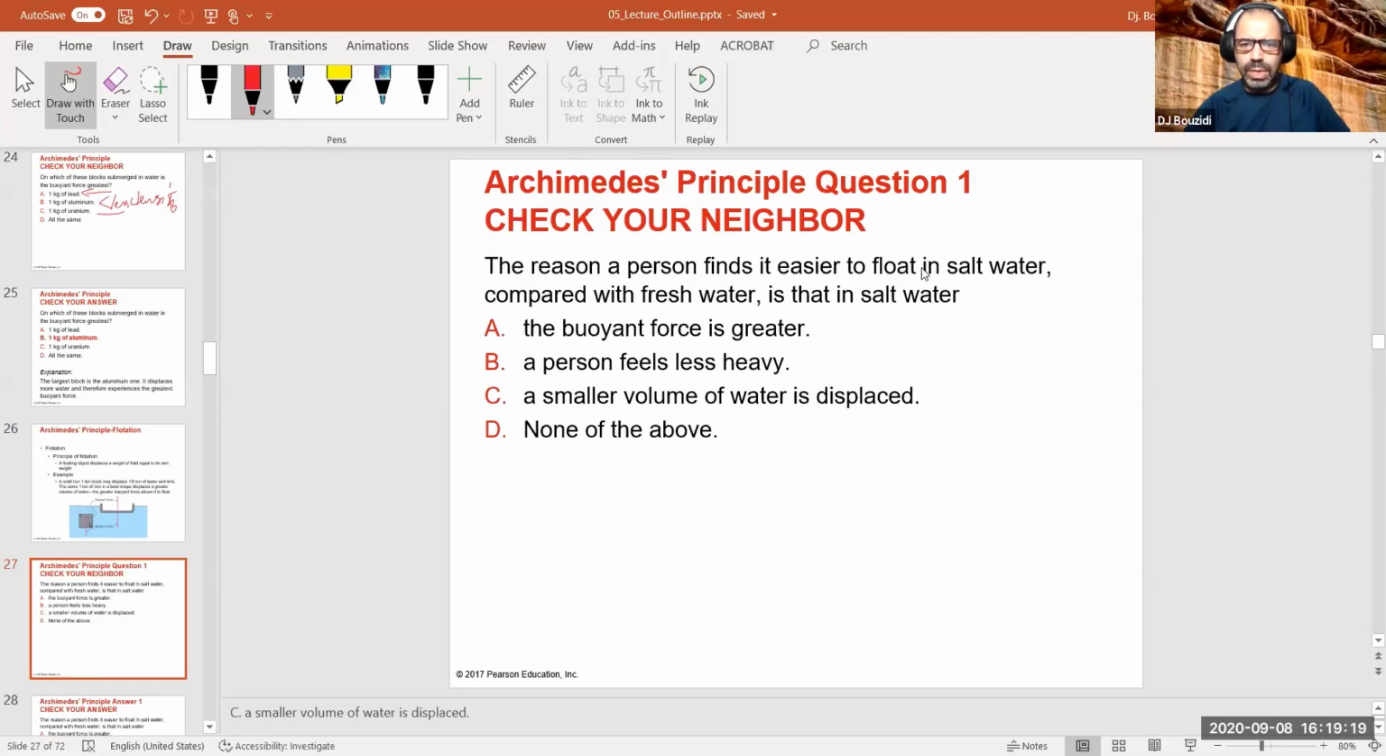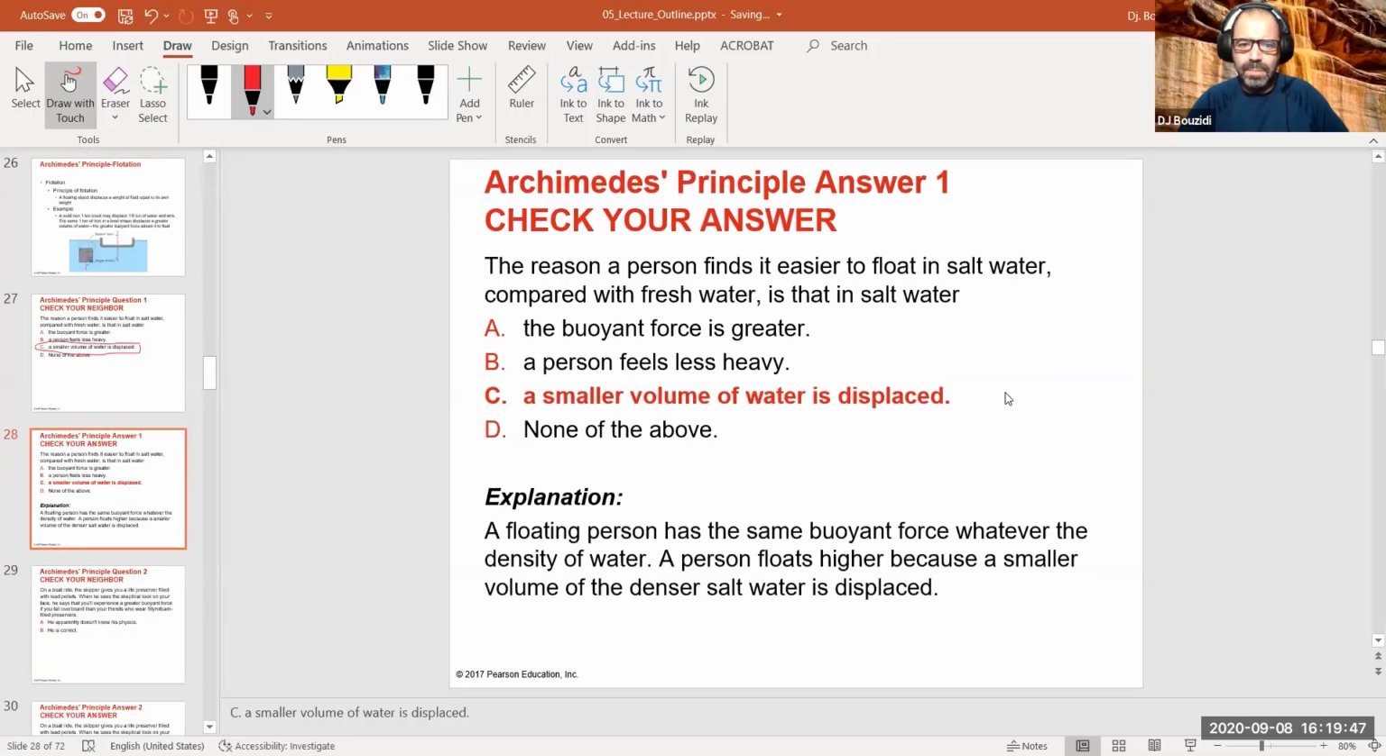This is a question that has to do with a person finding it easier to float in salt water compared with fresh water. Is that because the density of the salt water is higher than the density of the fresh water, so you're going to displace less of the salt water than the fresh? That's why a smaller volume of water is displaced, because it's denser than the other. It's the same person, same weight. Okay.